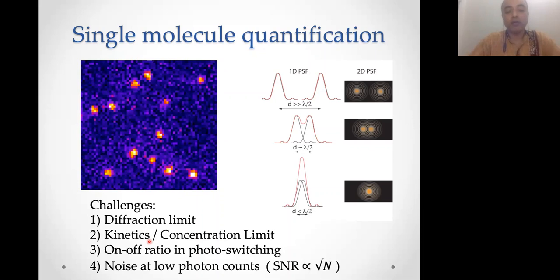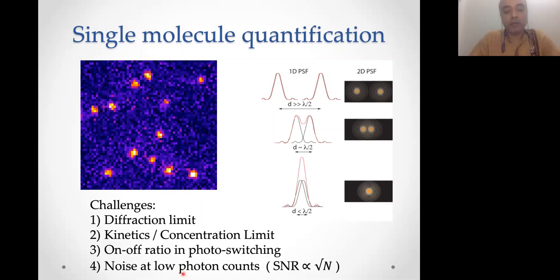I told you that you can do photo switching, but how often they switch on and how long they switch off for will define how concentrated a sample you can study. For example, even without switching on your laser, if a lot of molecules spontaneously switch on, which happens thermally as well, and or your concentration is very, very high, and hence always some molecules are on, then you will never be able to do this kind of exercise.